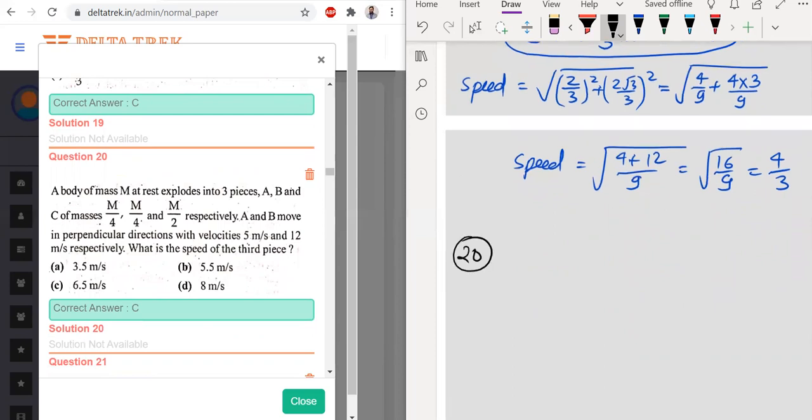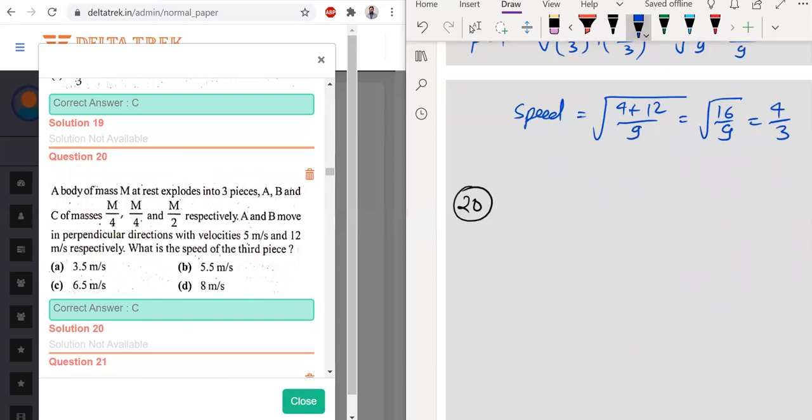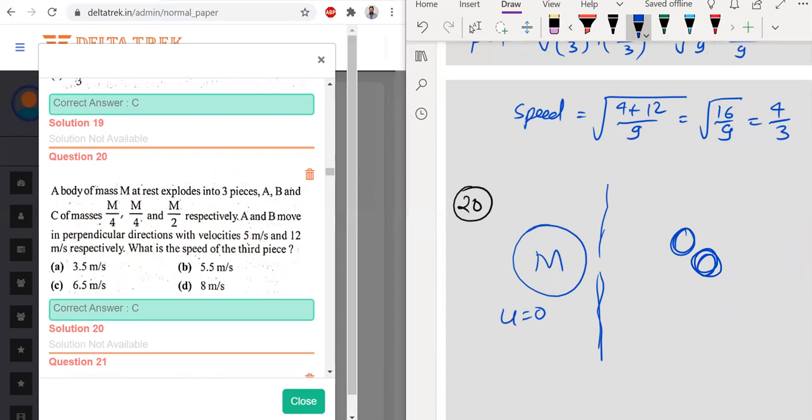Now same, a bomb of mass m, initial speed is 0, u is nothing, 0, but afterwards what happens, it goes in 3 pieces. So in 3 pieces, A and B move in perpendicular directions. So it is like A moved this way, B is moving this way. This is speed 5, this is speed 12. So where will the C move? So C will move somewhere here.